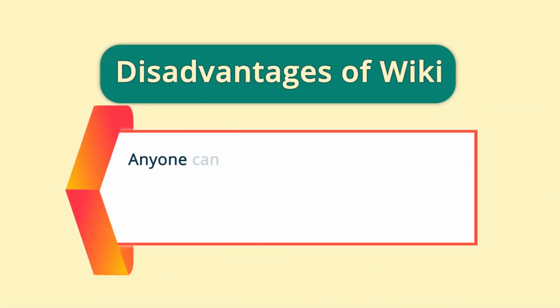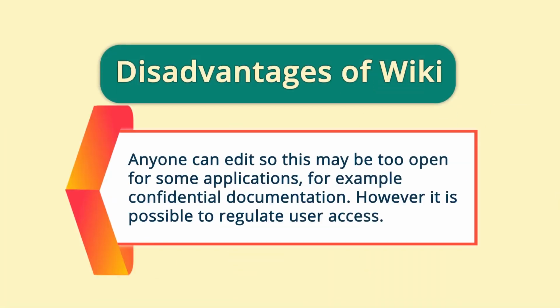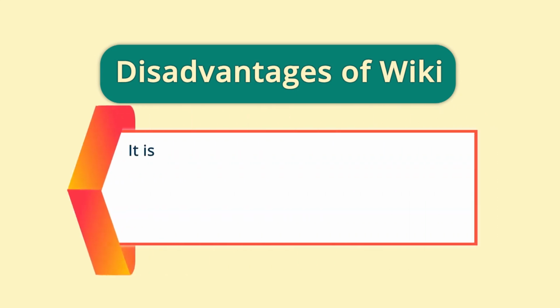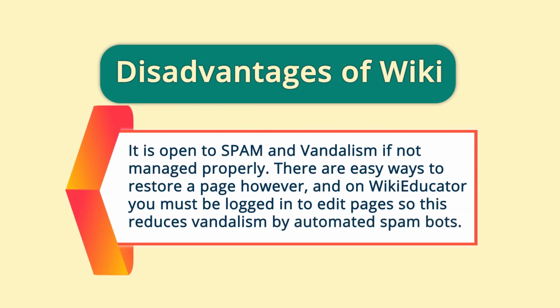As anyone can edit, this may be too open for some applications. For example, confidential documentation. However, it is possible to regulate user access by restricting the usage in some wiki sites. It is open to spam and vandalism if not managed properly. There are easy ways to restore a page, however, and on Wikipedia, we must be logged in to edit pages so that it reduces vandalism by automated spam bots.